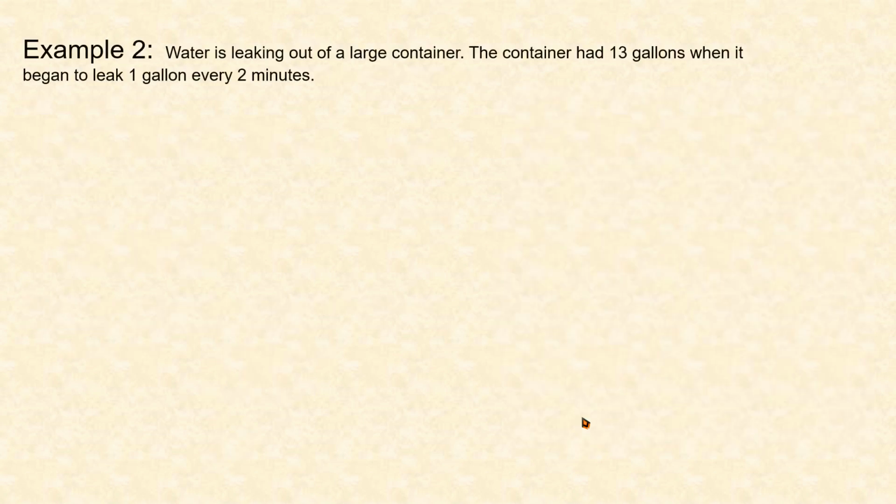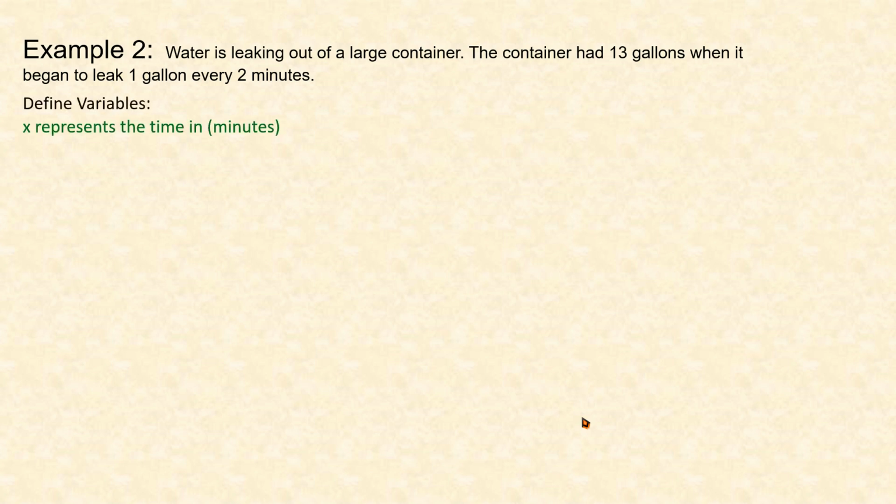Another example I would have is the water is leaking out of a large container. The container had 13 gallons when it began, and it leaks 1 gallon every 2 minutes. Okay, 1 gallon every 2 minutes. Now, this problem is slightly different from what you guys are used to. Okay, but we'll start out with the variables again.